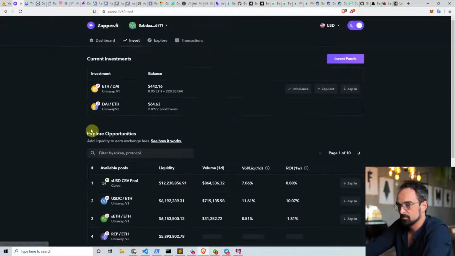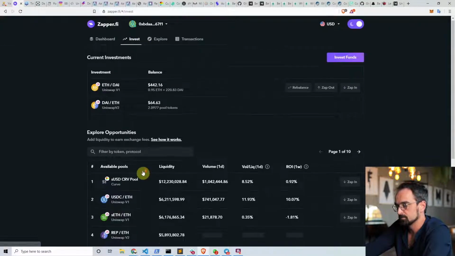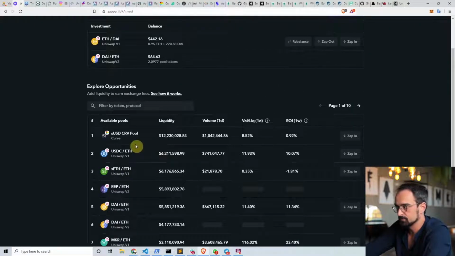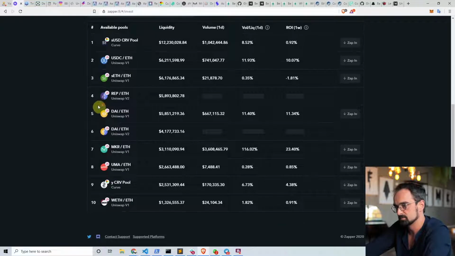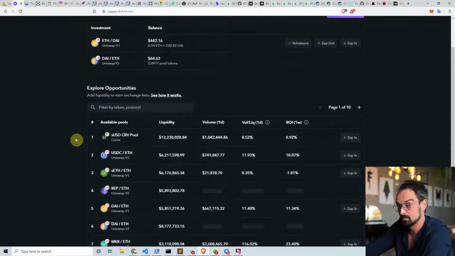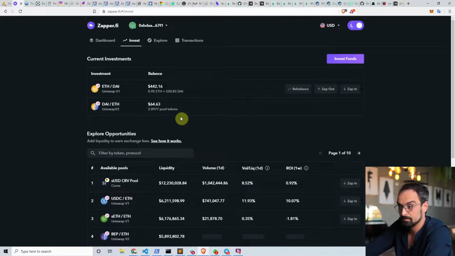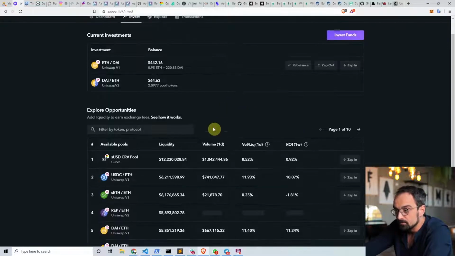In Zapper.fi, if you click the invest button, you can see a whole overview of different investment possibilities right here. Right, and if you have multiple investments here, I have Uniswap version 2, Uniswap version 1. Right now, the rebalancing only works for version 1. But let's say I have 10 different pools with version 1.